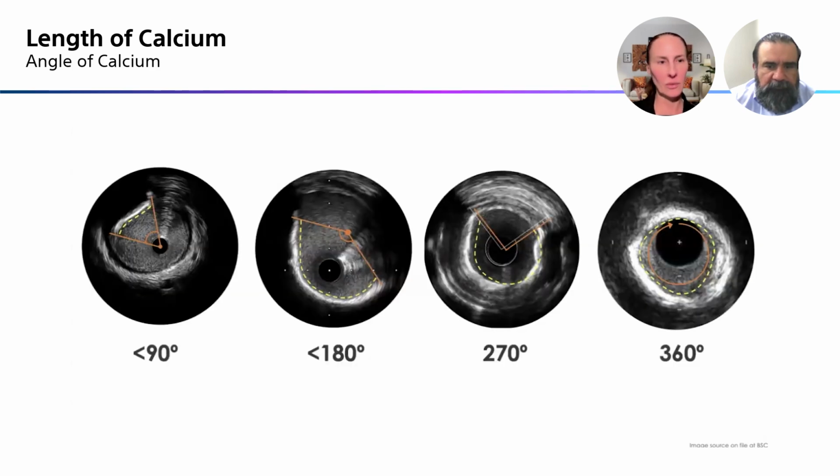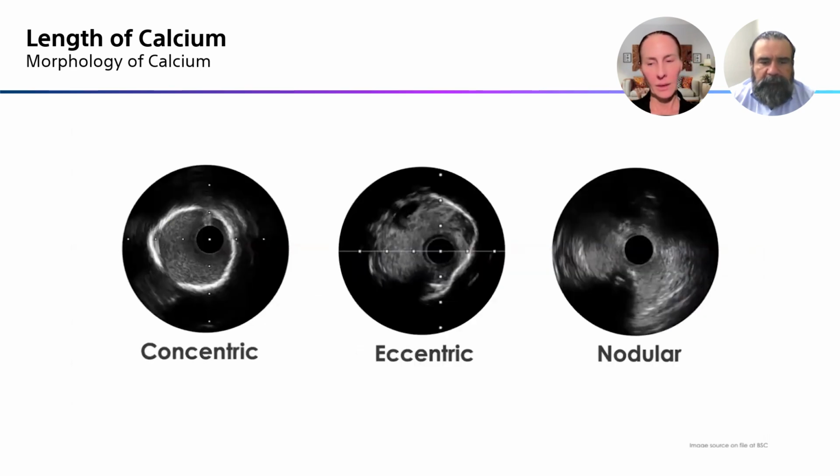And again, just showing you these angles: less than 90 degrees, less than 180, 270, and then again, a full thickness calcium all the way around that far right vessel at 360 degrees. So again, you see the brightness of the calcium, you see the shadowing behind it. Very, very characteristic look of calcium on intravascular ultrasound. And again, morphology: is it concentric, is it eccentric, or is it nodular? We'll speak to the nodular calcium a bit more as we go forward.